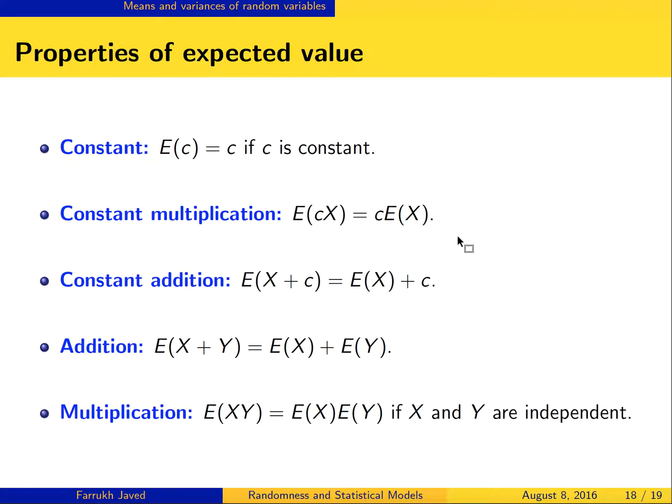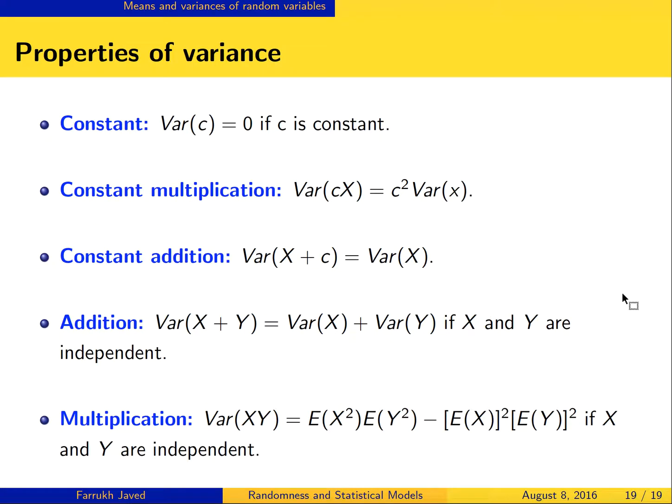Similarly, addition does not change the expectation. The expectation of two variables added together is equal to evaluating the expectations individually and then adding them up. For multiplication, the joint expectation is exactly equal to the product of the individual expectations if they are independent. Similarly, there are properties of variances. If something is not changing, the variance is exactly equal to 0.